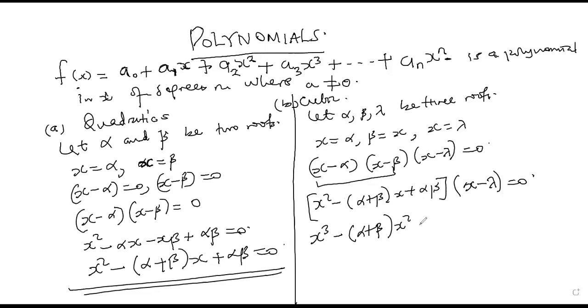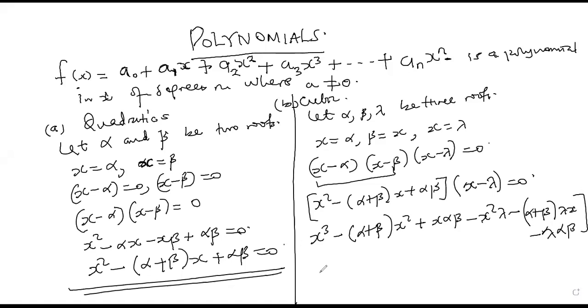It will be plus x alpha beta. Then you again multiply now by lambda, so it will be minus x squared lambda. You multiply it here, it is going to be minus alpha plus beta lambda x. Then you multiply it here, it will be minus alpha beta lambda, or lambda alpha beta.